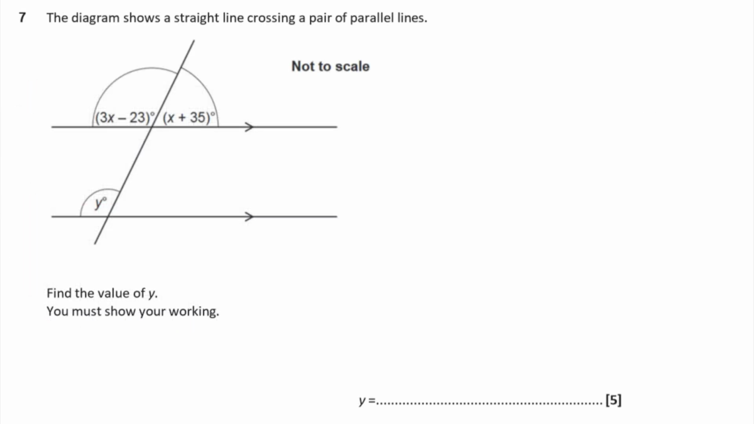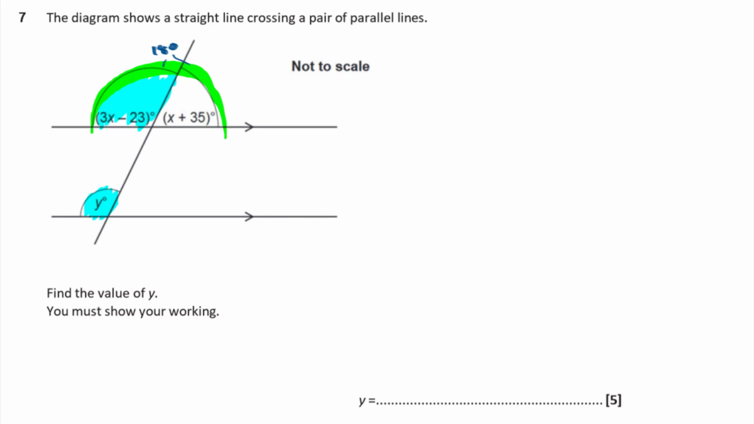Question 7. The diagram shows a straight line crossing a pair of parallel lines. Find the value of y. You must show your working. Okay, I can see a couple of things going on here. I can see that we have angles on a straight line from here to here, so I know that those two must add up to 180 between them. And I've also got what we call corresponding angles here, which is two angles on the same side of the transversal, on the same side of the parallel line. So those two are corresponding. Now we have to show working here, so we have to explain everything we do.